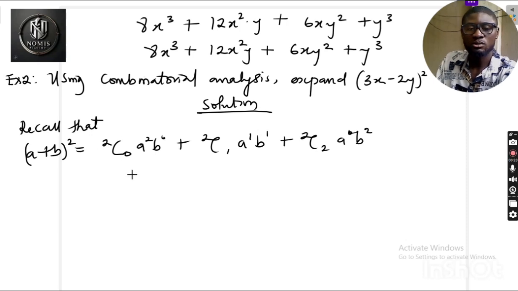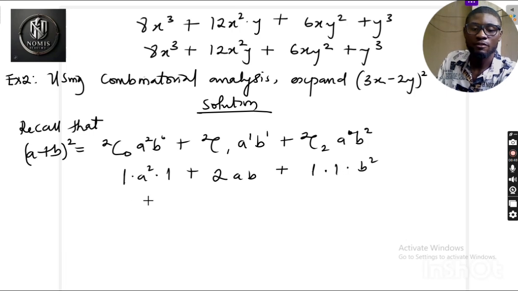2 combination 0, you know that to be 1. A squared multiplied by b raised to the power of 0 is 1, plus 2 combination 1. Any number combination 1 is that number, so we have 2a, a raised to the power of 1 and b raised to the power of 1, plus 2 combination 2. Any number combination the same number is 1, so a raised to the power of 0 is 1 multiplied by b squared. So eventually we have a squared plus 2ab plus b squared.